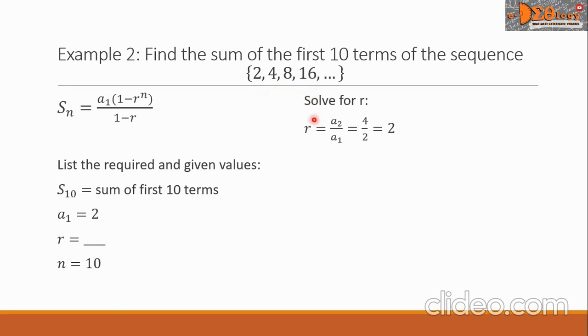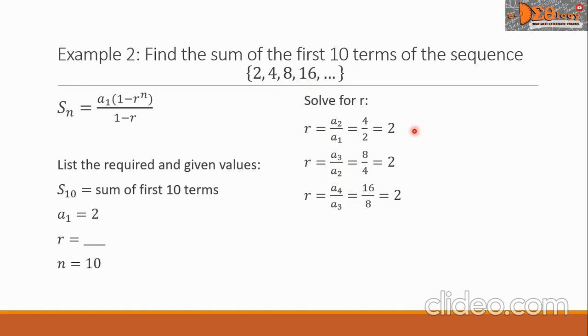Let's begin with a sub 2 over a sub 1. And this is equal to 4 over 2. And 4 over 2 is equal to 2. The next pair is a sub 3 over a sub 2. And this is equal to 8 over 4. And 8 over 4 is also 2. And the last pair is a sub 4 over a sub 3, which is equal to 16 over 8, which is also simplified into 2.